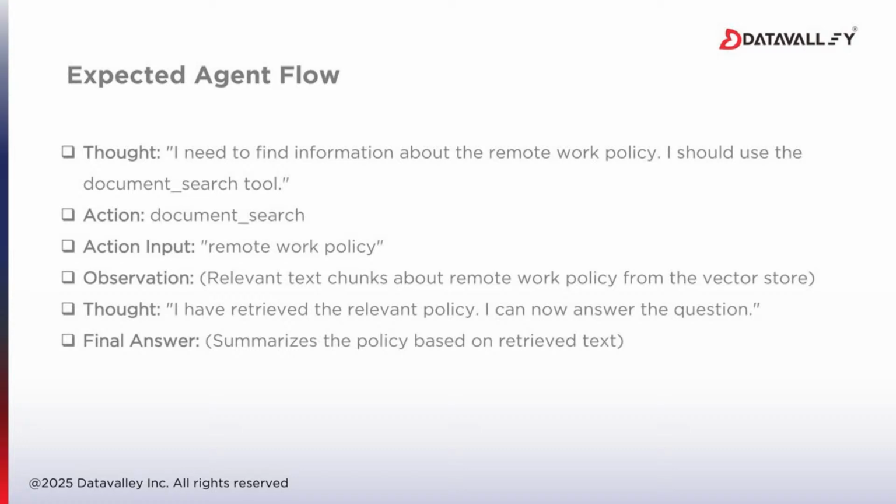The agent will first have a thought. Then it will decide to use the document search tool. The action is to open that document search, which is a function, right? So what is the input for the function? We'll give remote work policy, because in the question we asked what's the company's policy on remote work, right? That's why the action input is remote work policy. And in the observation, we got relevant text chunks about remote work policy from that vector store.